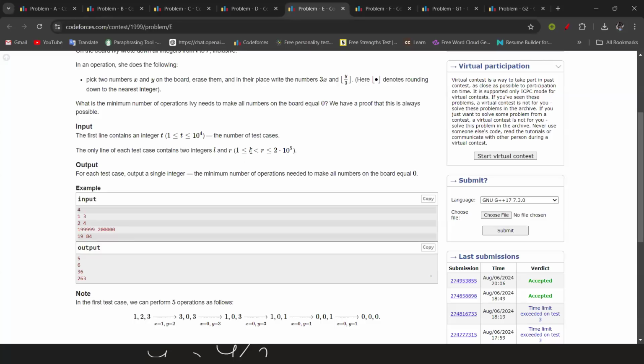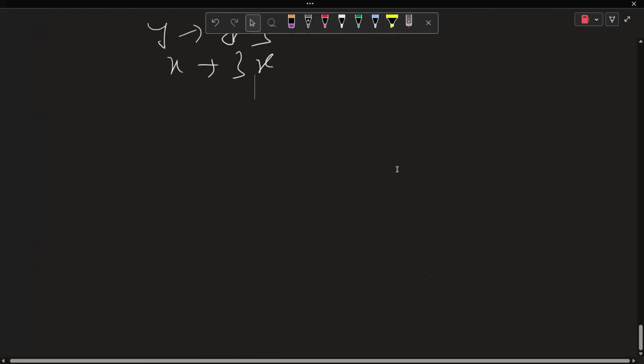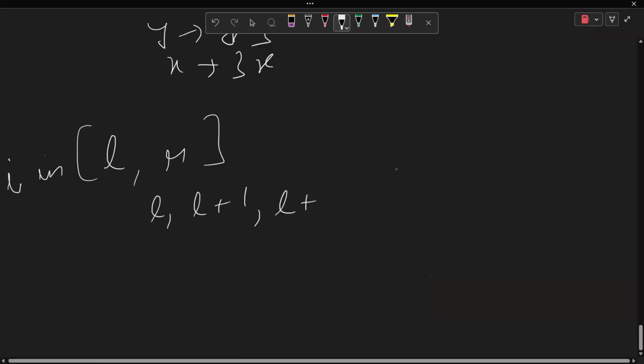So the constraints of the problem were L and R in the range up to 2E5, and we have T test cases, which are 1E4. So if you just, the brute force approach would be what? For every test case, just calculate for every L to R range. So for all i in L to R, just calculate how many steps it would take to fall to 0, for L, then L plus 1, then L plus 2, likewise up to R. For every element, just calculate how many steps.